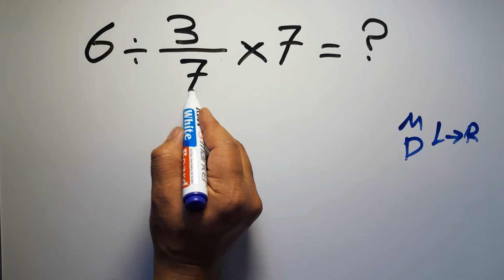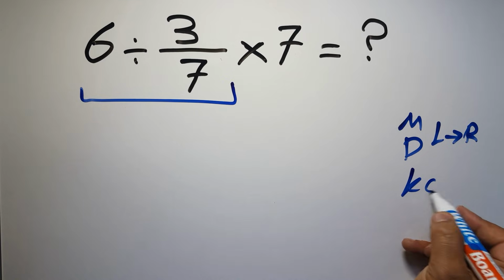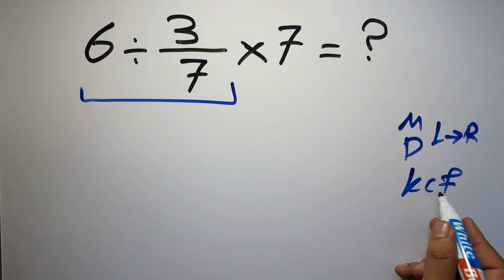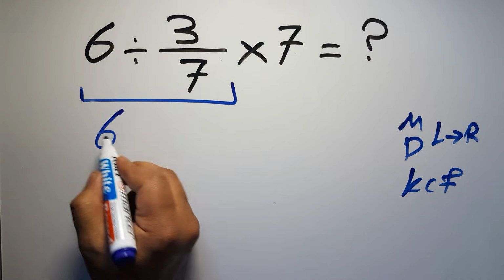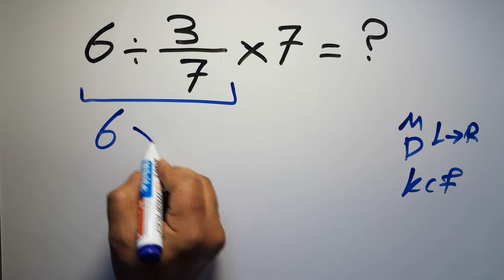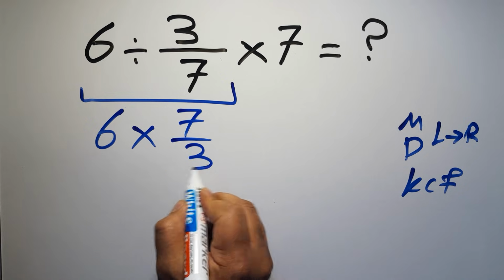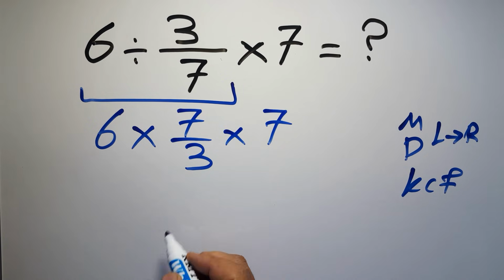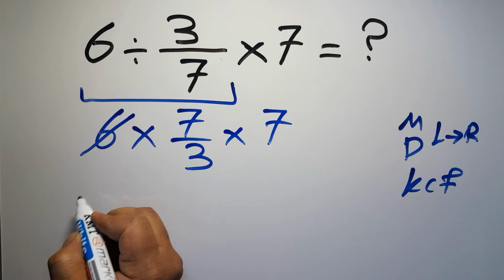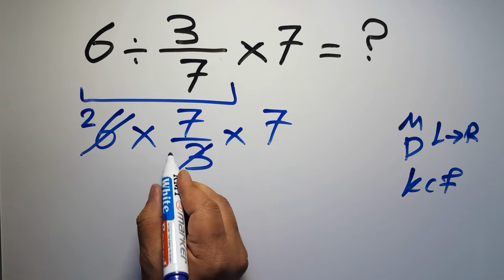6 divided by 3 over 7. According to the KCF rule, K stands for keep, C stands for change, and F stands for flip. We can write: keep the first fraction, change division to multiplication, and flip the second fraction. Then times 7. Now, 6 divided by 3 gives us 2, and 3 divided by 3 is just 1.